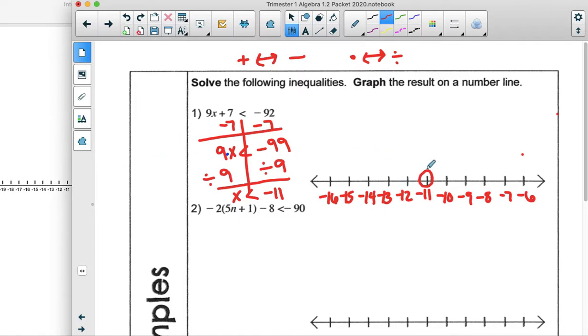Okay, so to do that, we just make this nice line on top like that with an arrow saying it's going to go on forever. So that includes negative 17, negative 18, negative 19, negative 20. Okay, if you had me last year, we also do the scribblies.